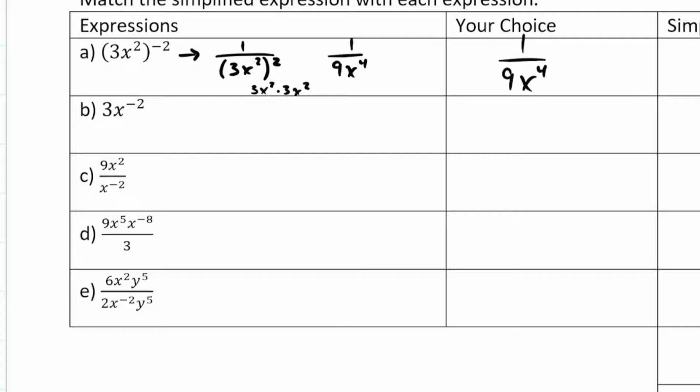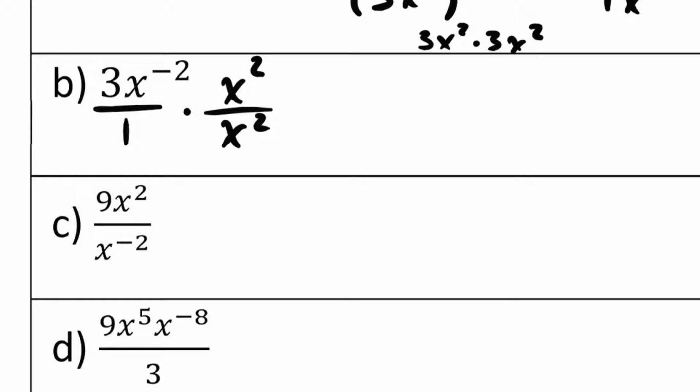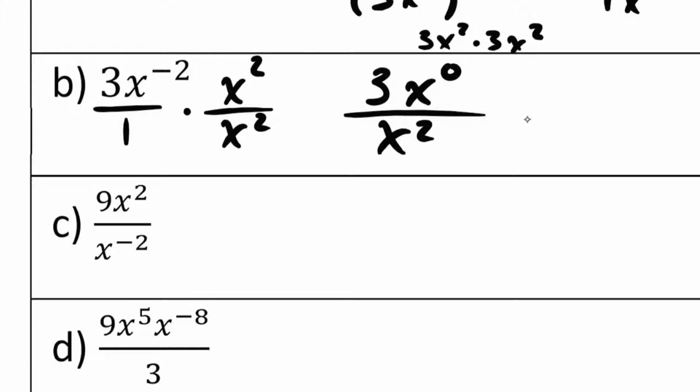The next one is, simplify 3x to the negative second. Another way to think about negative exponents and how to get rid of them is to multiply by a giant 1. So remember, if I multiply this by this value of 1, I selected it because I wanted to get rid of the negative exponent. In my numerator now, I have 3 times x to the 0 power, right? X to the negative second times x to the second is x to the 0. In my denominator, I have x to the second, right? That's right here. And of course, x to the 0 is just the number 1. So I end up with 3 divided by x squared.